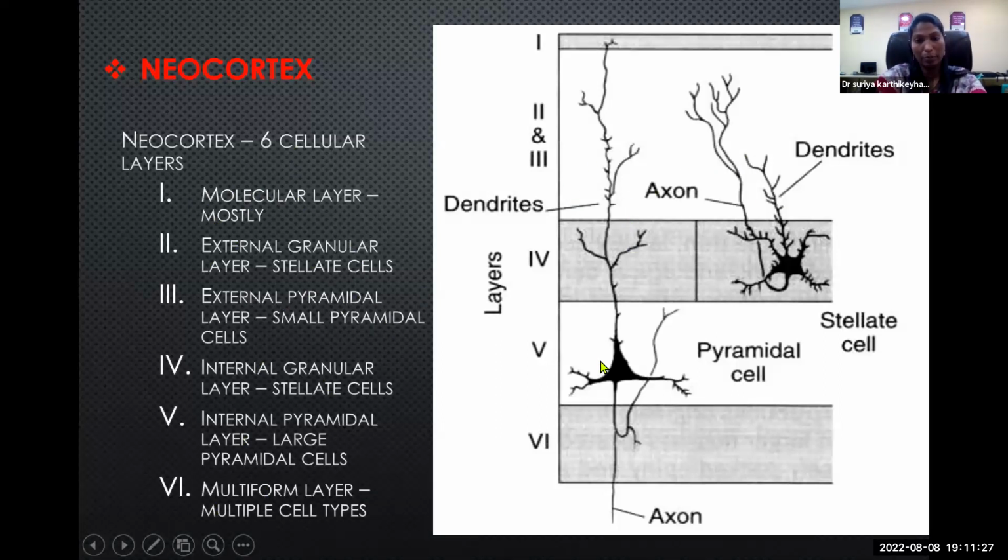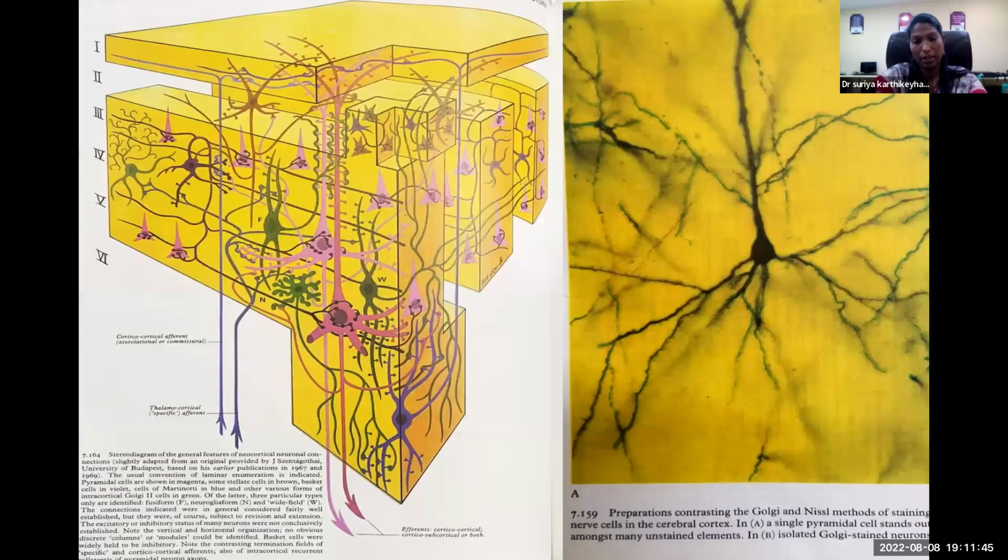We also have pyramidal cells in the 5th layer, so this is called the internal pyramidal layer. The 4th layer is called internal granular; we had external granular before, and now this is internal granular. And then we have the internal pyramidal layer, and the 6th is the multiform layer, with multiple cell types. This is another picture from Gray's Anatomy where you can see the 6 layers of the cerebral cortex, where all the neurons are interconnected with each other: the stellate cells, pyramidal cells, and basket cells.